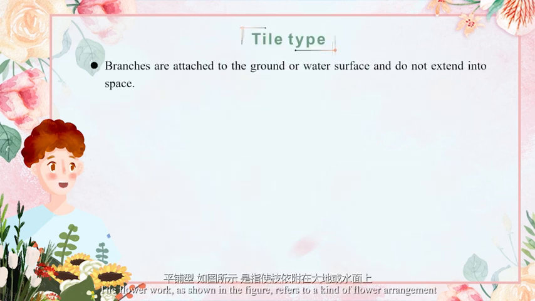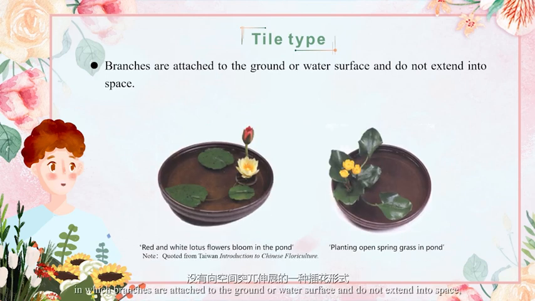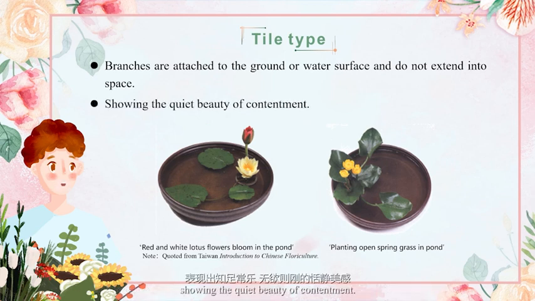Tile flower work, as shown in the figure, refers to a kind of flower arrangement in which branches are attached to the ground or water surface and do not extend into space, showing the quiet beauty of contentment.